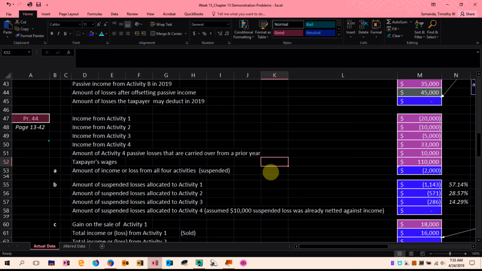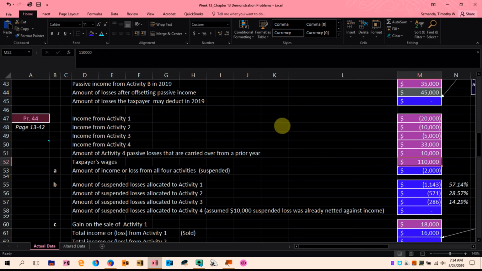for number 44, we have a situation where we have to allocate losses that are suspended among activities. So number 44 on page 1342, activity 1 has a $20,000 loss, activity 2 $10,000, activity 3 $5,000, and activity 4 actually had an income of $33,000. The amount of activity 4 passive losses that carried over from a prior year was given at $10,000. And then it gives us the taxpayer's wages of $110,000.